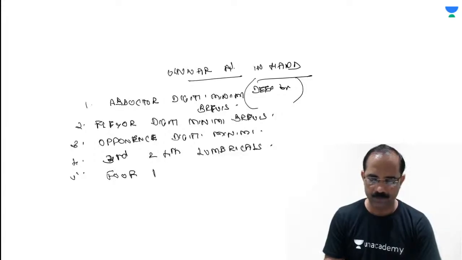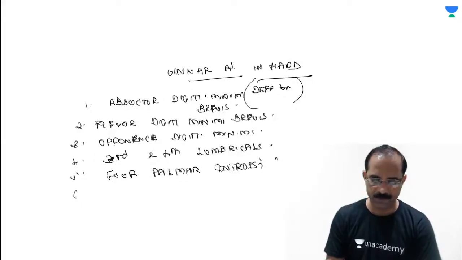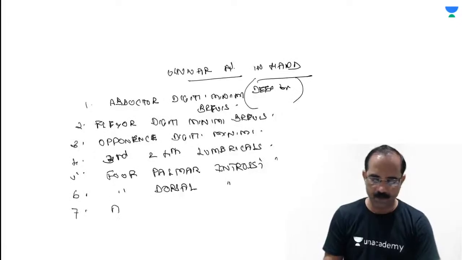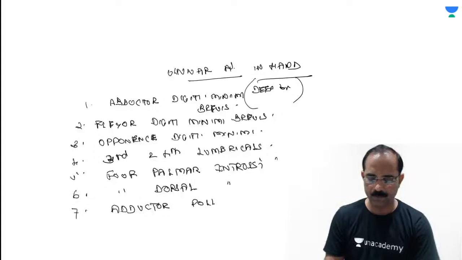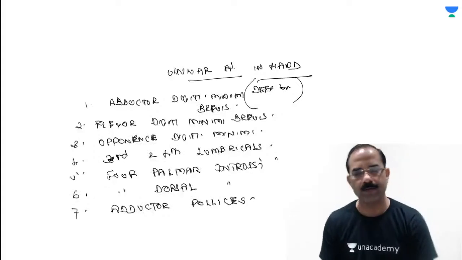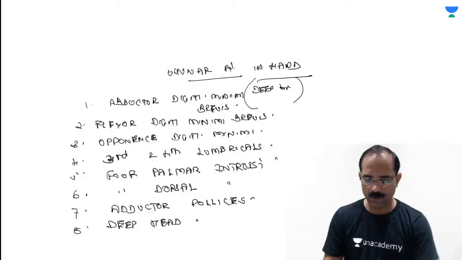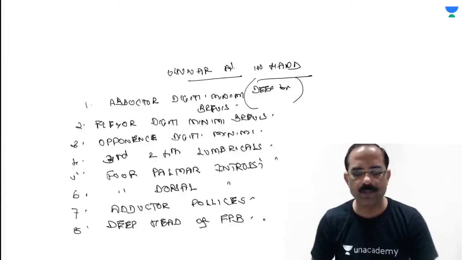Then 4 palmar interossei. 4 dorsal interossei. Adductor pollicis. Adductor pollicis. And the last one, the deep head of flexor pollicis brevis. The deep head of flexor pollicis brevis.